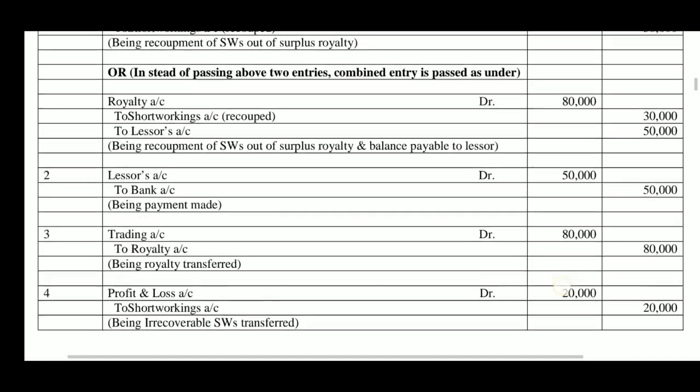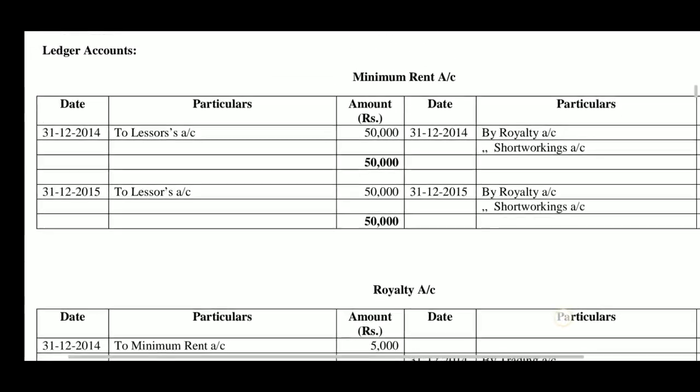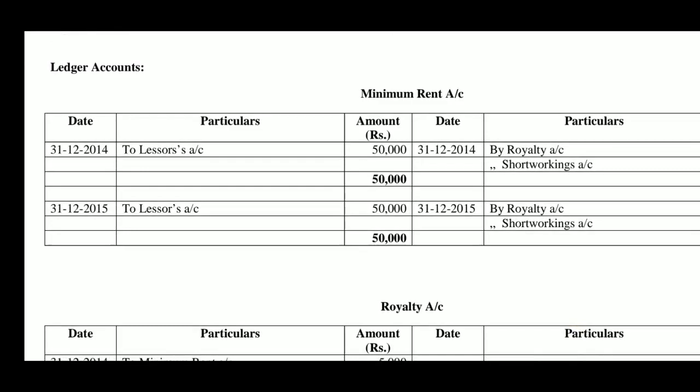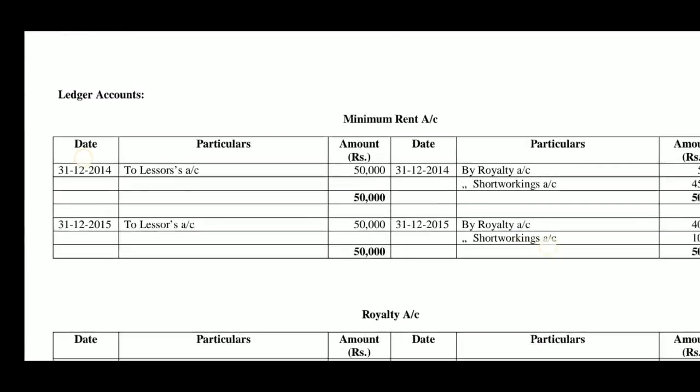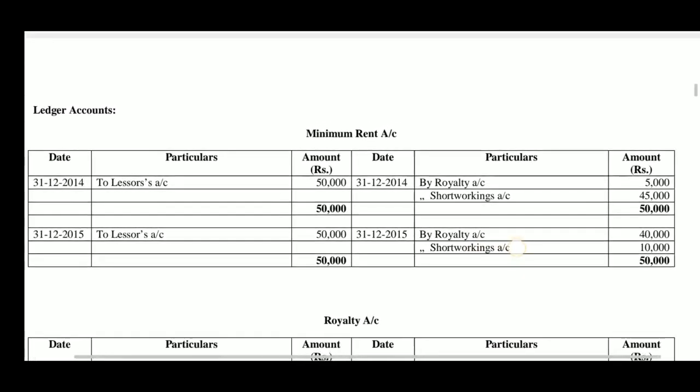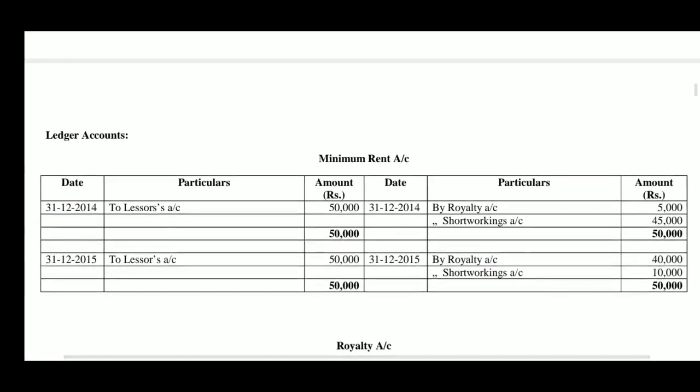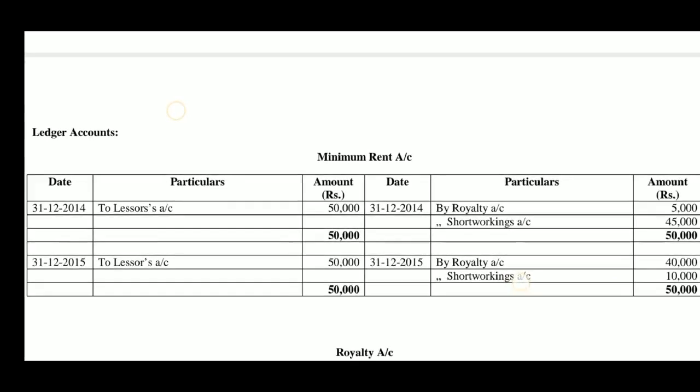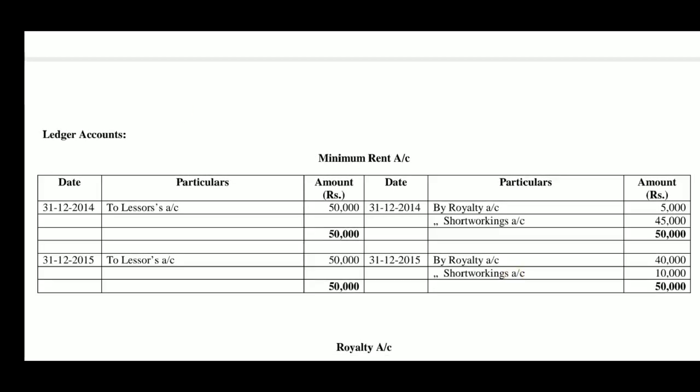Now, after passing the journal entries for all the 5 years, since information is given for 5 years, we have to pass journal entries for all 5 years. Now, we have to prepare ledger accounts. As already said, in the year of short workings, we have two options: to open a minimum rent account or not to open it. Here in this problem, a minimum rent account has been prepared.